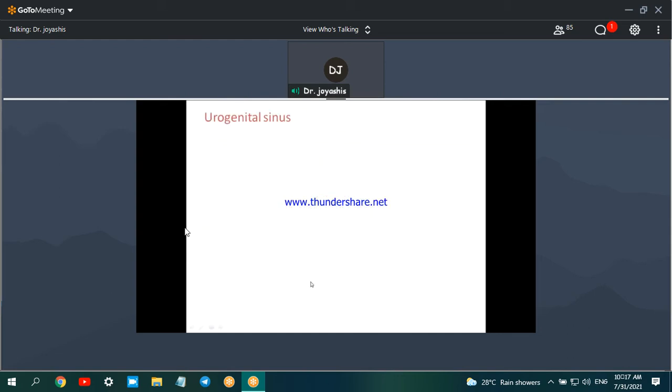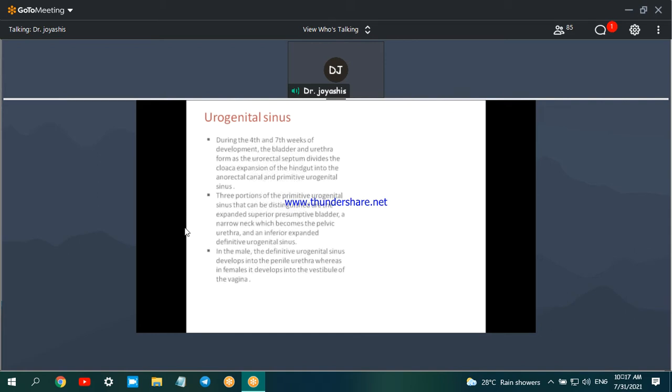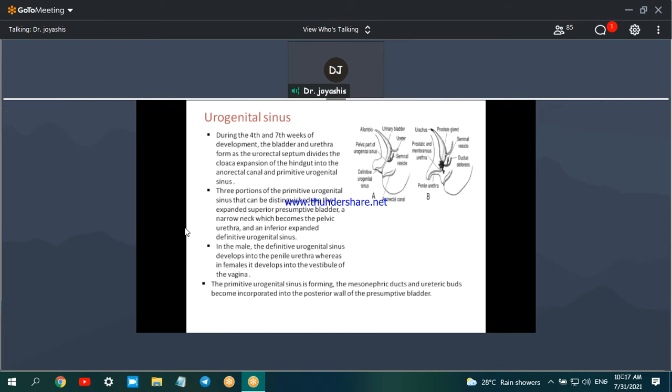Now, the congenital anomalies of the reproductive organs. During the 4th to 7th weeks of development, the urinary bladder and the urethra form as the urorectal septum divides the cloaca, the expansion of the hindgut, into the anorectal canal and the primitive urogenital sinus.